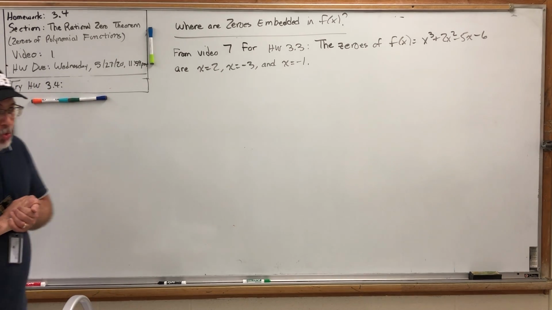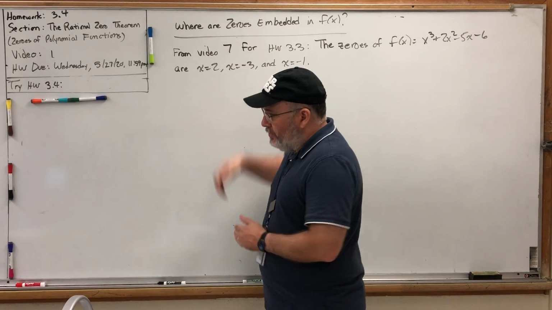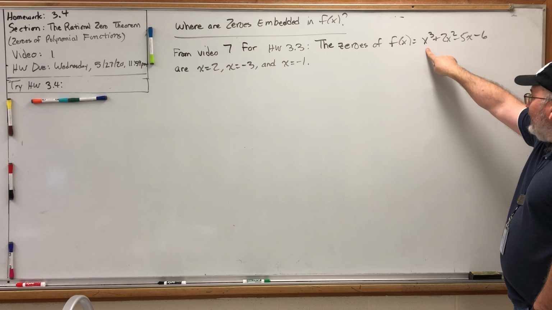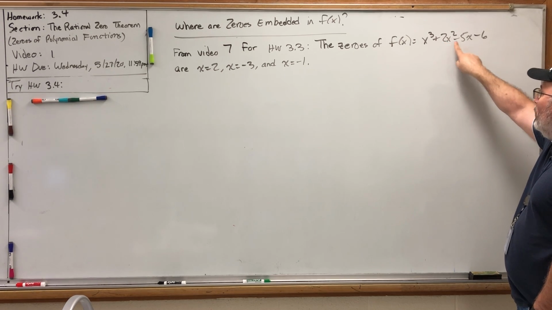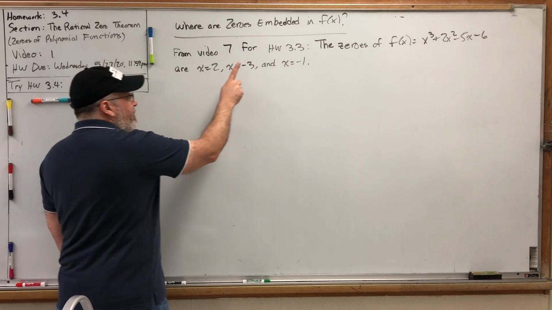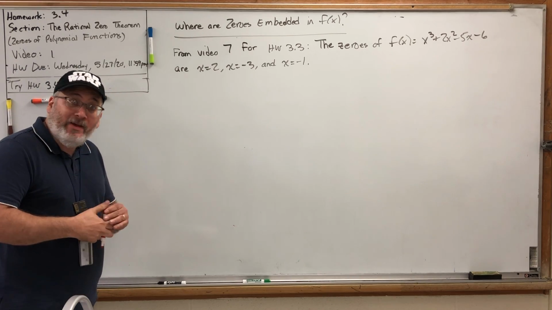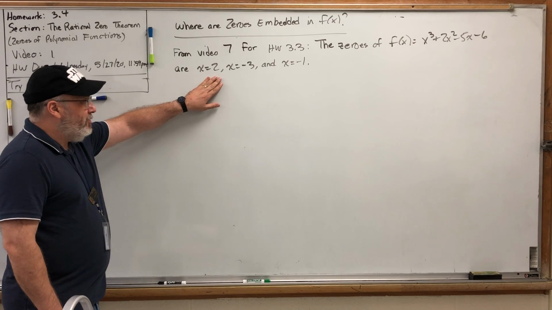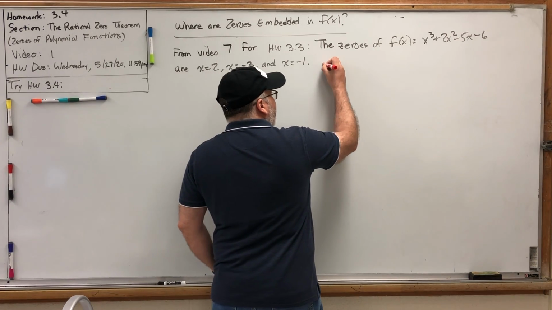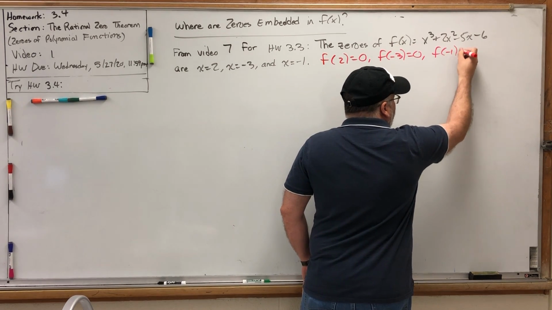Okay, so to pick up where we left off at the end of the last video, for homework 3.3 and video 7, we had found the zeros of this function, f of x equals x to the third power plus 2x to the second power minus 5x minus 6. And the zeros were 2, -3, and -1. And remember what that means. A zero of a function is a number that makes the function equal to 0. So by saying that 2, -3, and -1 are zeros of f of x, all we're saying is f of 2 equals 0, f of -3 equals 0, and f of -1 equals 0.